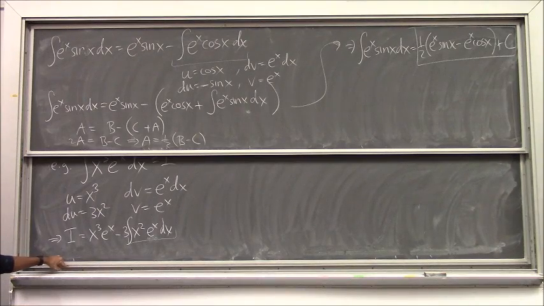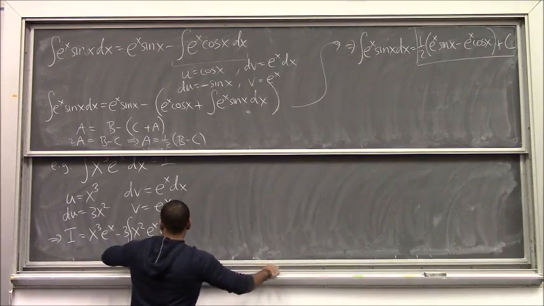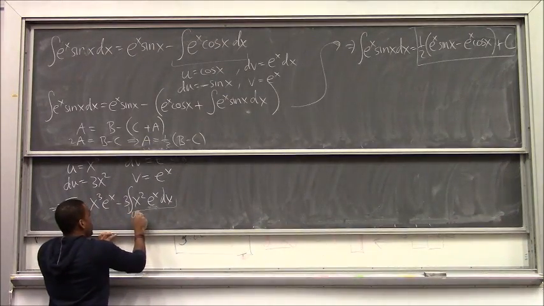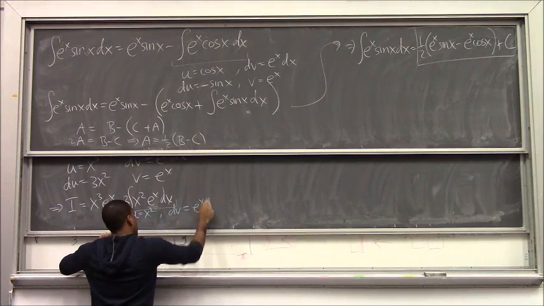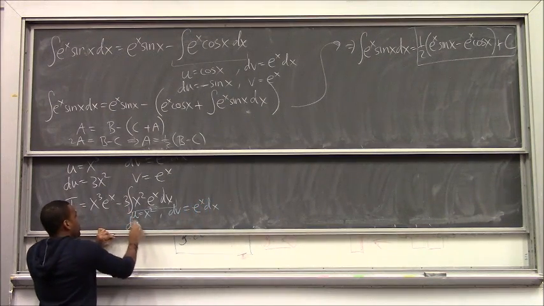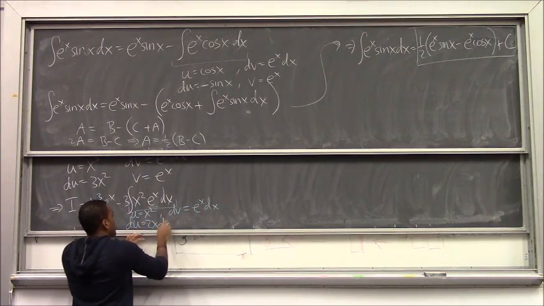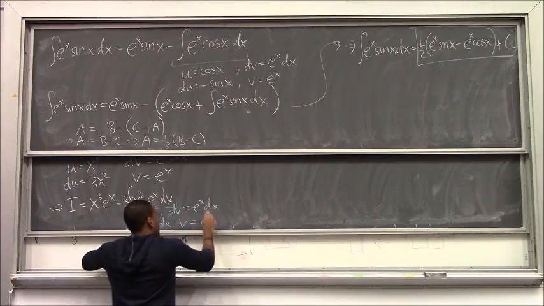Does a basic rule apply? No. Simplify? No. Substitution? No. Okay, integration by parts again. Now you're going to choose what are the parts. At this point you're going to come in again. Okay, your u equals the x squared, your dv equals e to the x dx. Your du is going to be 2x dx. Your v is going to be e to the x.